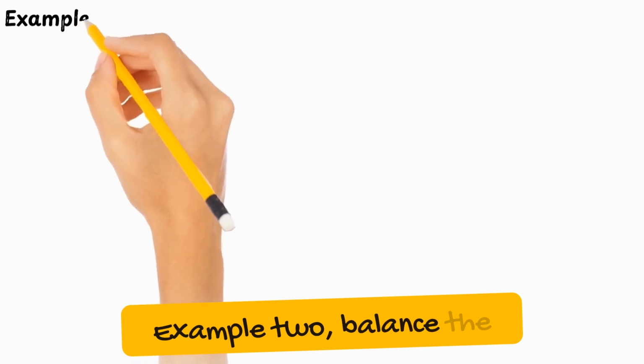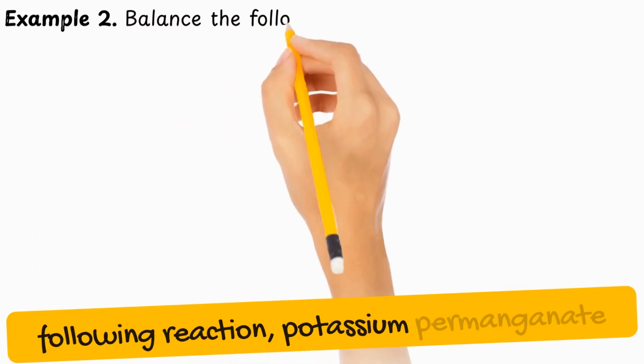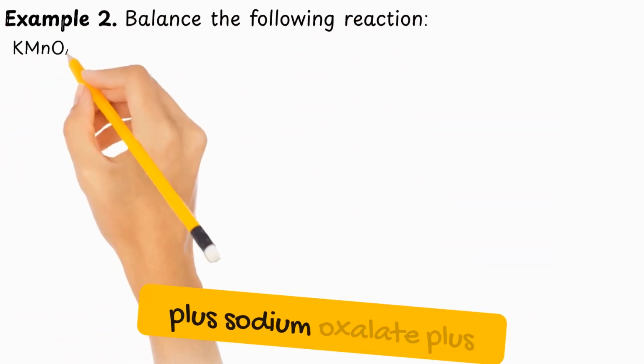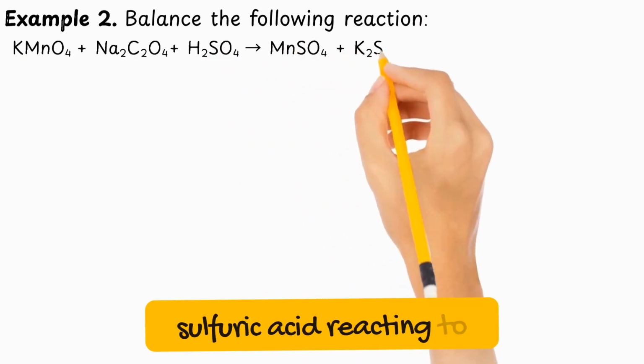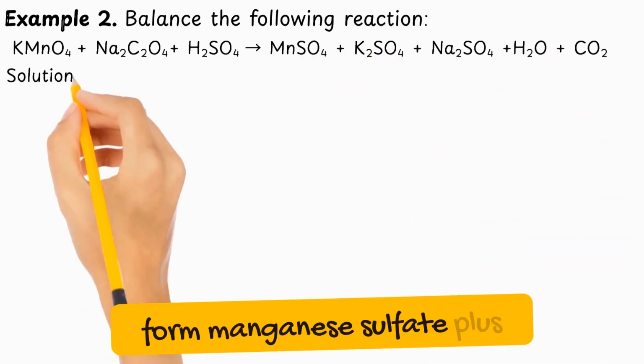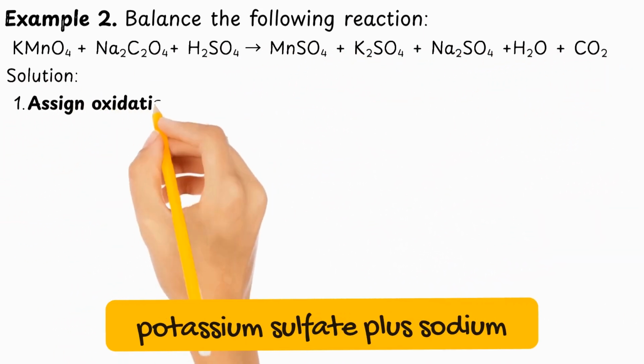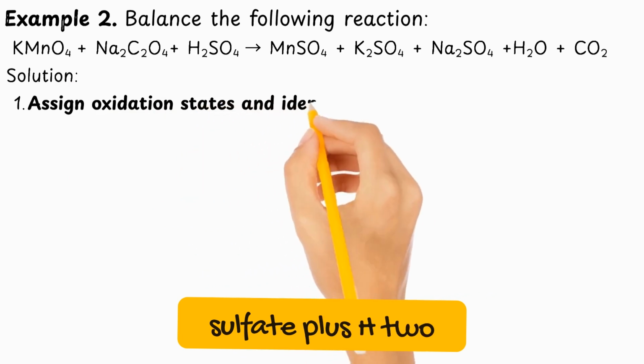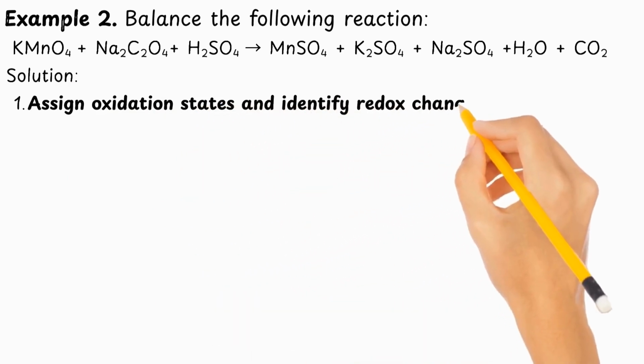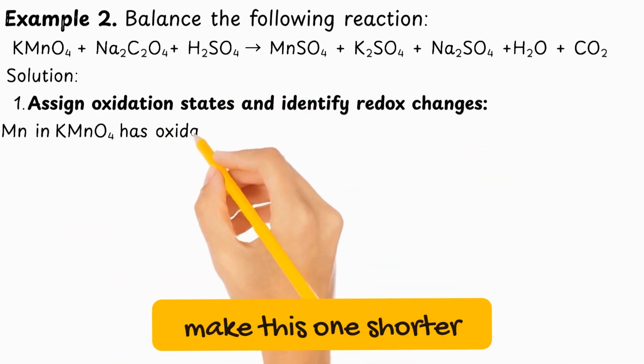Example 2. Balance the following reaction. Potassium permanganate plus sodium oxalate plus sulfuric acid reacting to form manganese sulfate plus potassium sulfate plus sodium sulfate plus H2O plus carbon dioxide. We are going to make this one shorter.